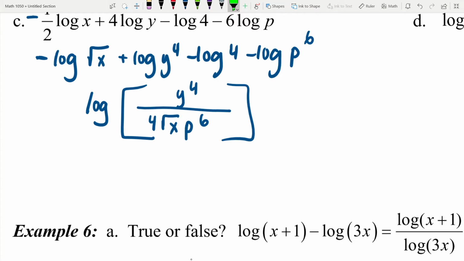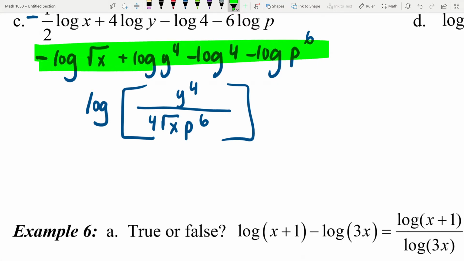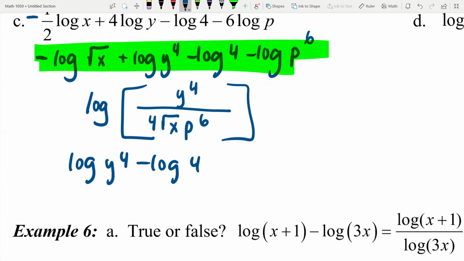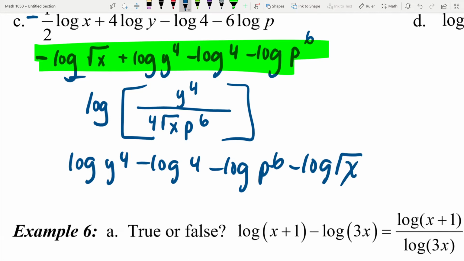Because, look right here, just really fast so you understand. This right here, you don't have to write this down. That is the same thing as log of y to the 4 minus log of 4 minus log of p to the 6. You could take that guy and write him at the end. The order doesn't matter. You can mix it all around. So negative bottom, positive top, done.